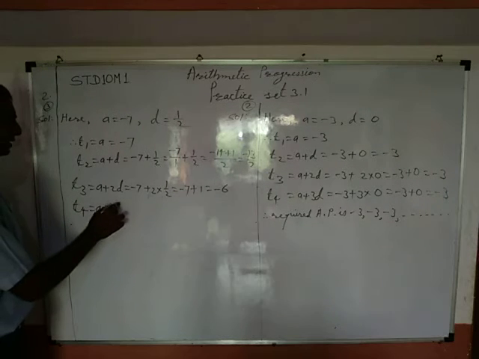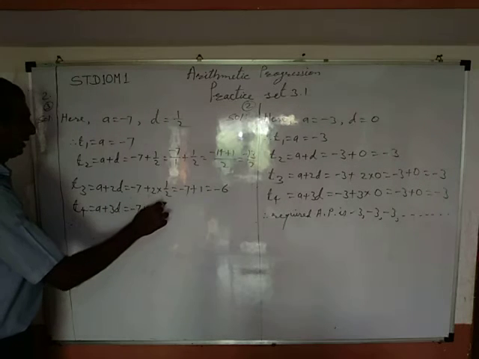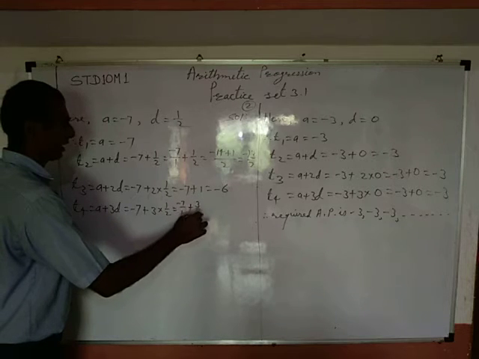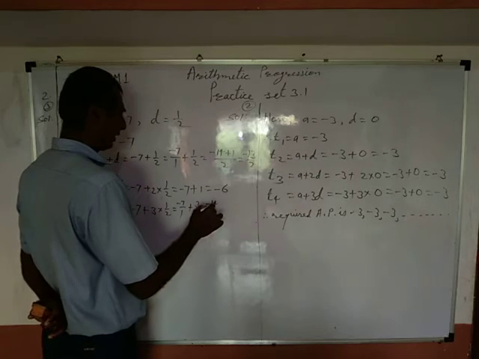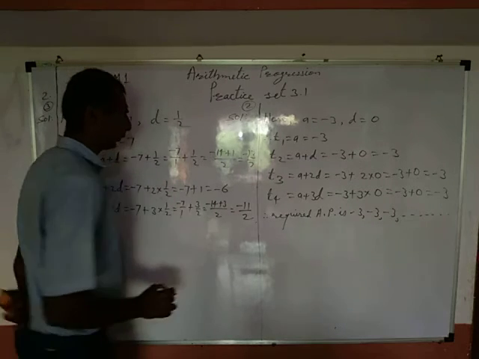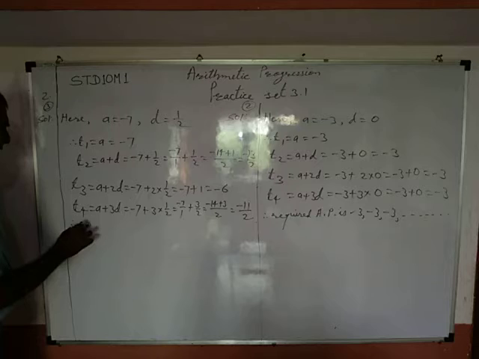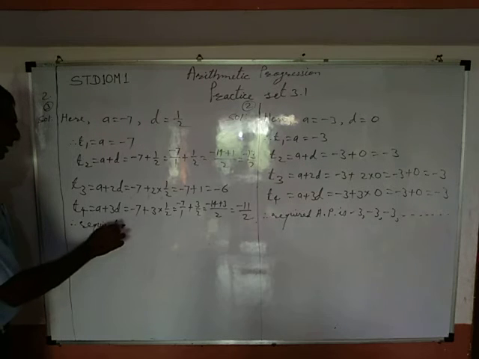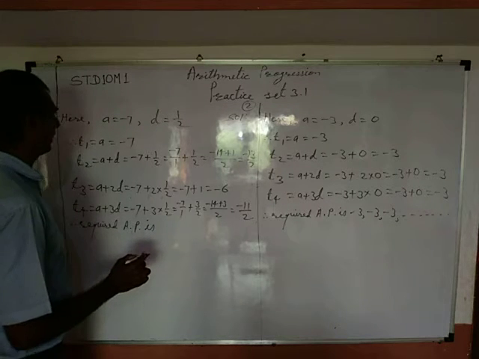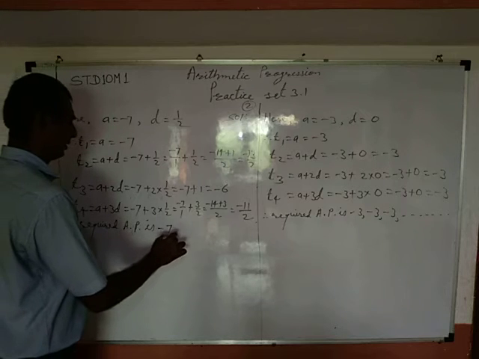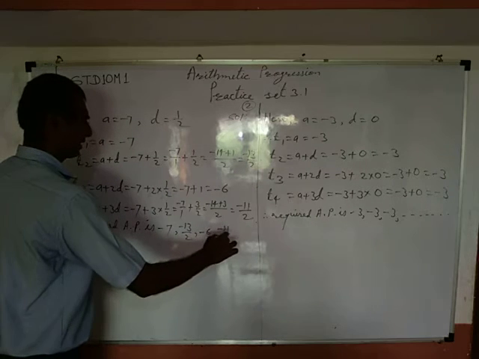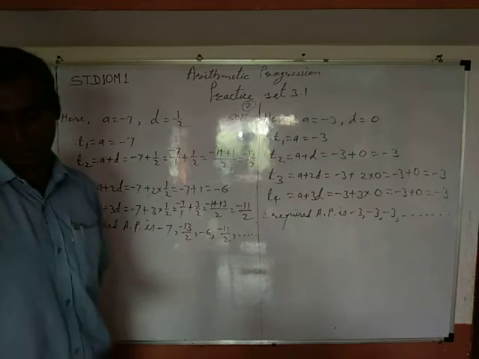T4 equals A plus 3D equals -7 plus 3 into 1/2 equals -7/1 plus 3/2 equals -14 plus 3/2 equals -11/2, and therefore the required AP is -7, -13/2, -6, -11/2 and so on.